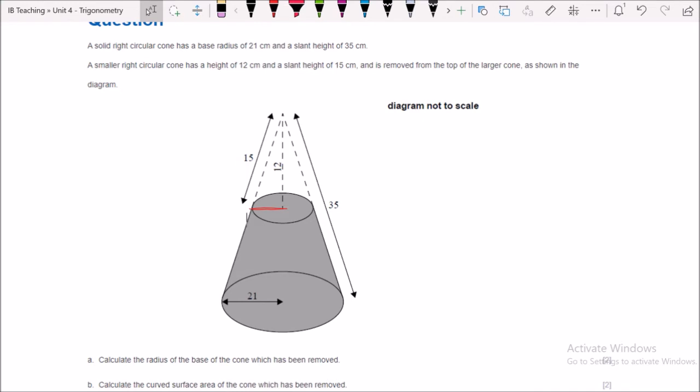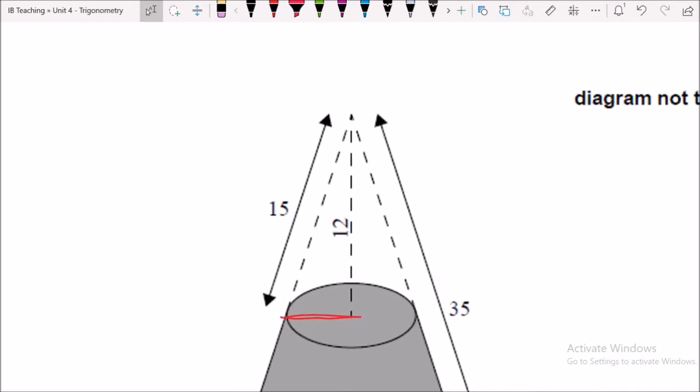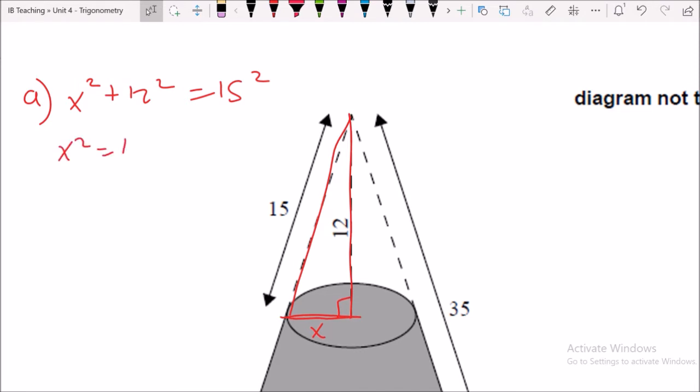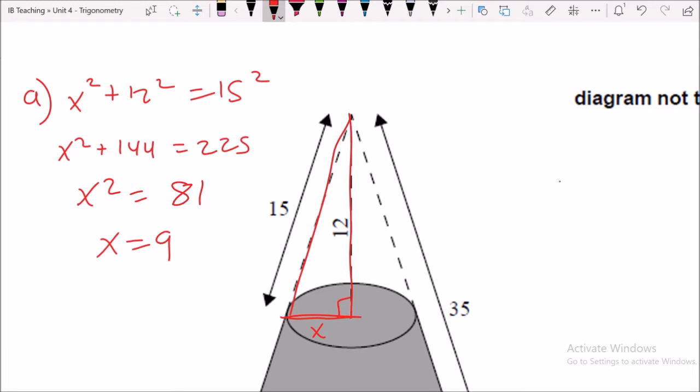Okay, so they want us to find the radius of the base of the cone. Well, let's take a look. The thing that jumps out at me is that this is a right triangle. They told us it's a right cone, and that's a right triangle, and I know two sides and I'm missing one. So for part A, I can just use the Pythagorean Theorem. x squared plus 12 squared equals 15 squared, so x squared plus 144 equals 225. When I subtract the 144, I get x squared equals 81, and I can take a square root and find out that x is 9.